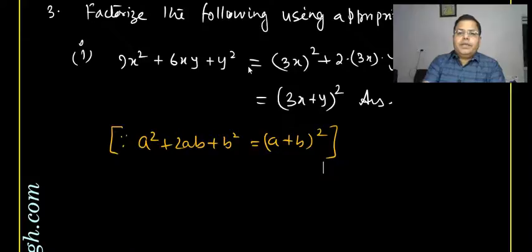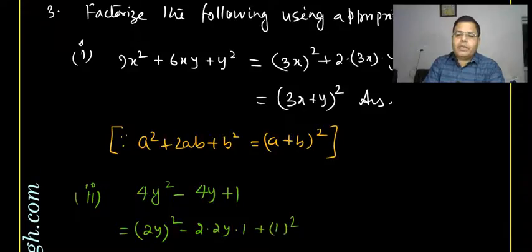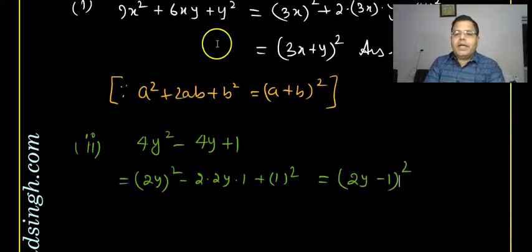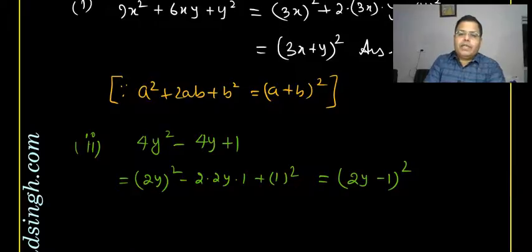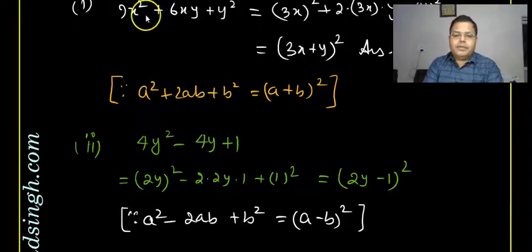Now the next question is here, and the second question is 4y square minus 4y plus 1. Again this can be written as (2y) whole square minus 2 into 2y into 1 plus 1 whole square, and that can be written as (2y minus 1) whole square. What identity have I used here? The identity a square minus 2ab plus b square is (a minus b) whole square. So this is what I have written.